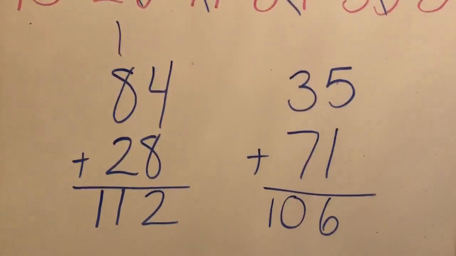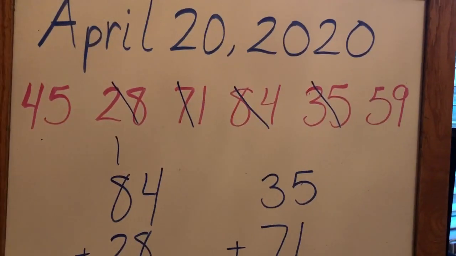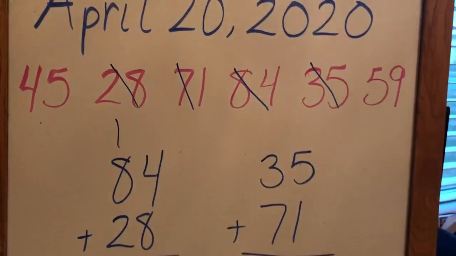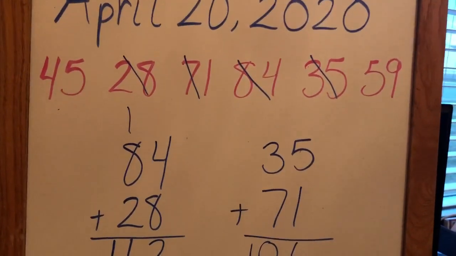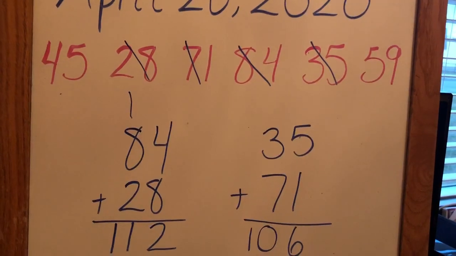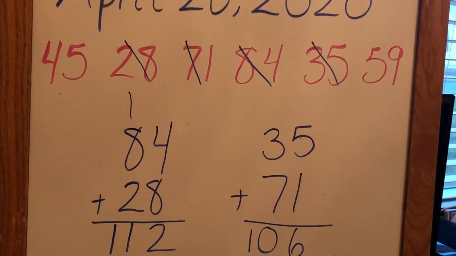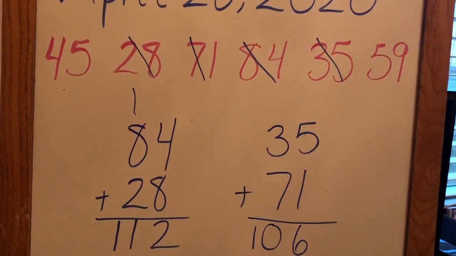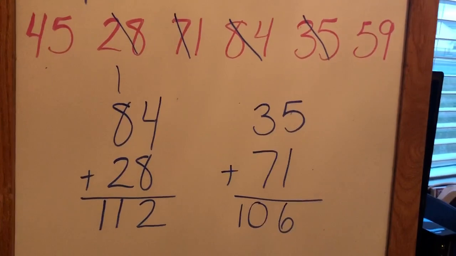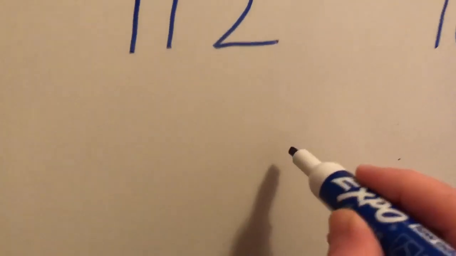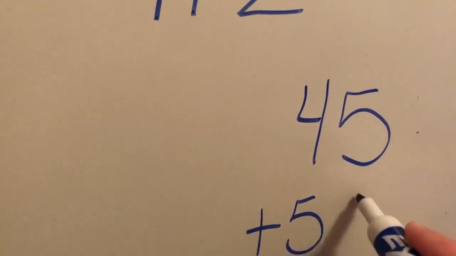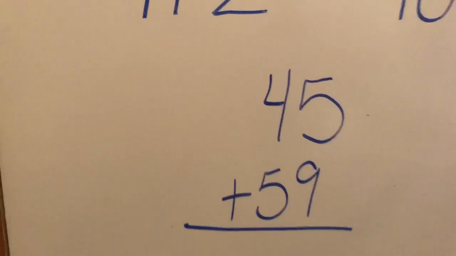Good job. Okay, we only have a couple of numbers left up here. We have 45 and 59. Do you think if we added 45 and 59, it would equal more than 100? Well, you may be looking at your tens and thinking 4 plus 5, that's only 9. It might be awfully close, right? It's going to depend on whether we have to trade for a dime. Let's try it. 45 plus 59.